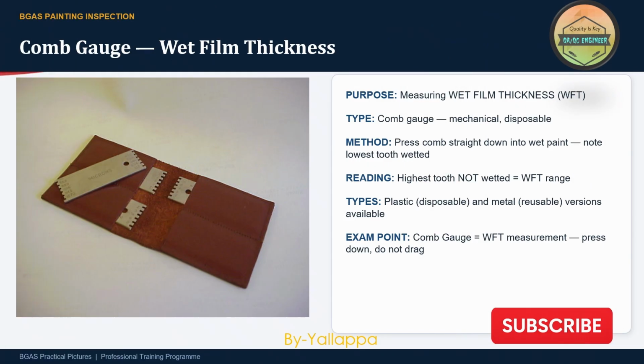This slide shows a comb-type wet film thickness gauge. The gauge contains calibrated teeth of varying heights. When pressed into the wet coating, the highest wetted tooth and the lowest dry tooth determine the wet film thickness range. The method is simple, economical, and commonly used in field applications.